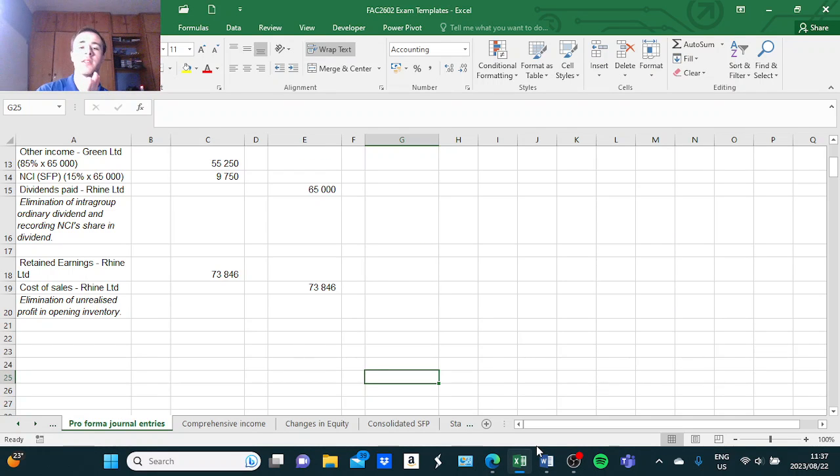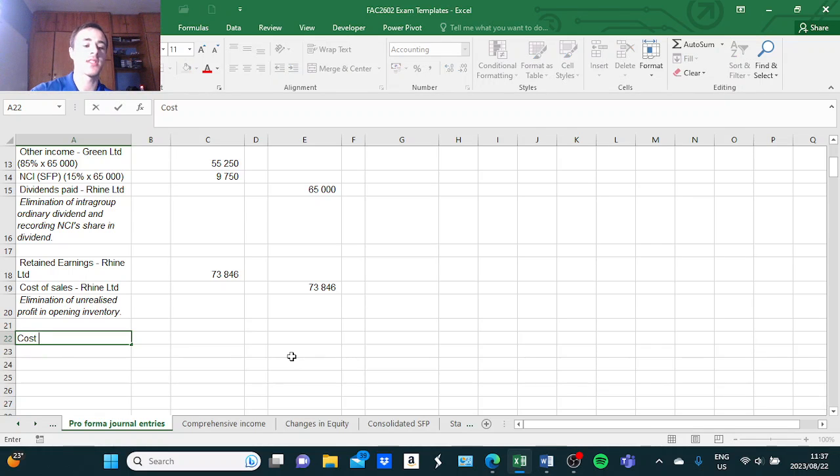Let me just draft the journal entry first to eliminate the unrealized profit in closing inventory. Because the profit has not been realized outside the group as yet, we need to decrease the actual profit made by the company that sold the inventory. In this case, it will be Ryan Limited. So we need to decrease the actual profit made in the current year by Ryan Limited, and we will decrease their profit by increasing their cost of sales account. In other words, we will debit cost of sales for Ryan Limited.